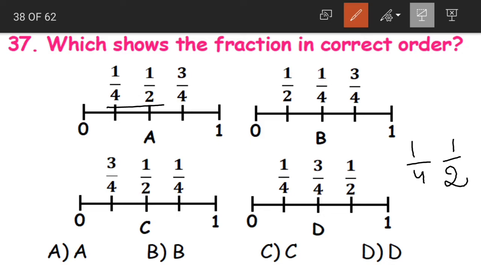Now what about this 3 by 4? What we can do here is take a number, say suppose 4.